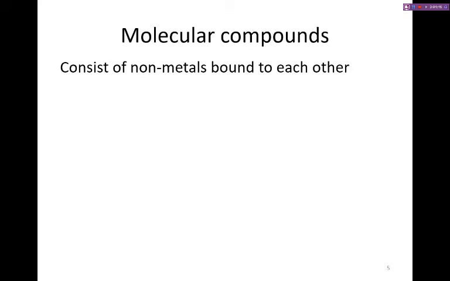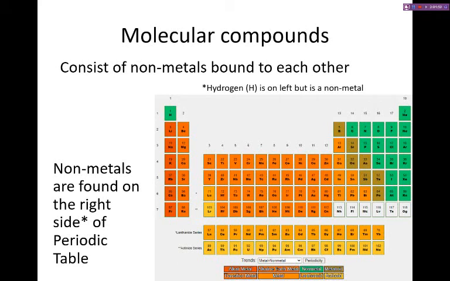Molecular compounds, they consist of nonmetals that are bound to each other. Nonmetals are found on the right side of the periodic table, and we've looked at this already. The one exception to that, depending on which periodic tables you look at, is hydrogen. Hydrogen is on the left side of the periodic table typically, but it is also one of the nonmetals. So when you have combinations of these nonmetals that are bound together, they form what are called molecular compounds.